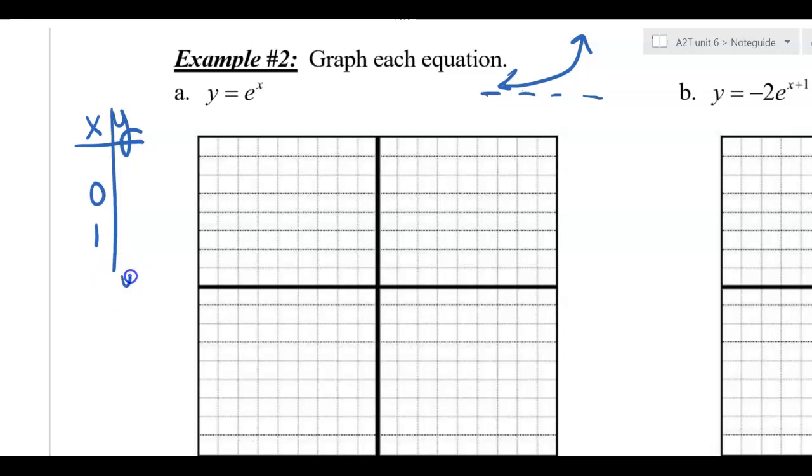So because it's a parent function, we expect the asymptote at y equals 0, and every parent function for exponentials has a point where when x is 0, what is y? 1, okay, because anything to the 0 power is 1.